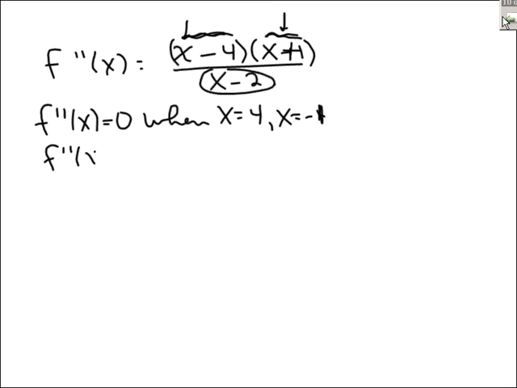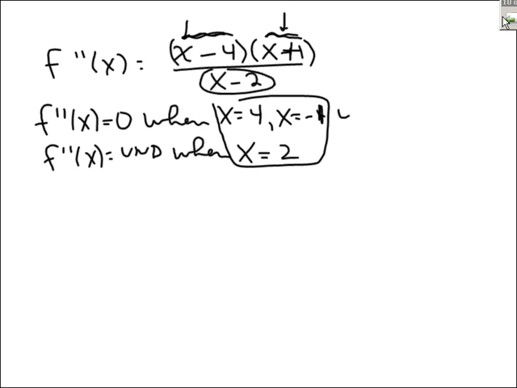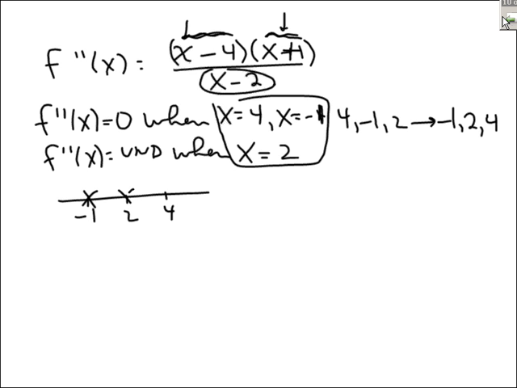f double prime of x is undefined, or does not exist, when the denominator is 0. We all know that 2 minus 2 is 0. Let's not forget that. So I write down all these numbers, 4, negative 1, 2, and then I write them from smallest to largest. That is increasing. Negative 1 is the smallest, 2 the middle size number, and 4 is the largest. So, negative 1, 2, and 4. Skip these numbers. Skip them.